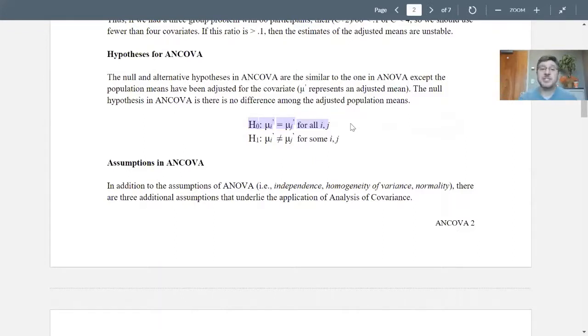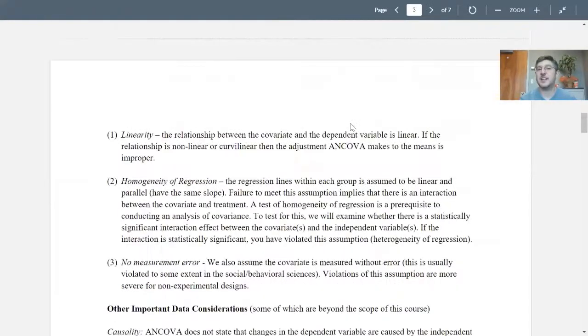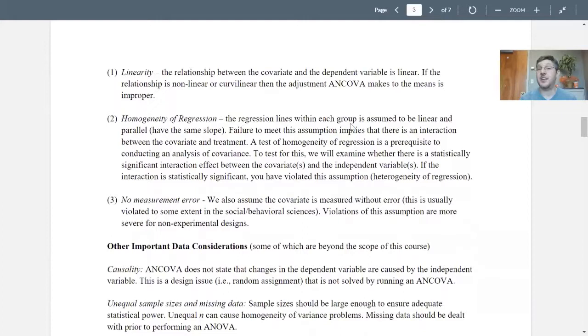The assumptions in analysis of covariance: we make all the same assumptions that we made in ANOVA. So we have the assumption of independence, our homogeneity of variance assumption, and our normality assumption. And we also make 3 additional assumptions. So we have all the assumptions of ANOVA plus this linearity assumption.